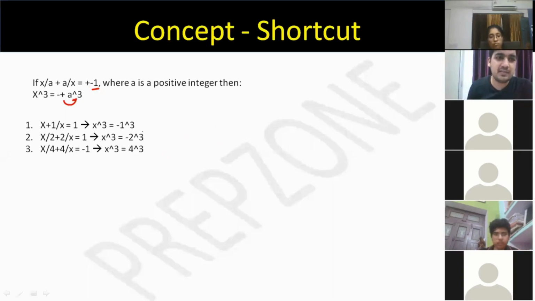The only thing to remember is, when you have a plus here, then you will have a minus sign here, and when you have a minus there, you'll have a plus sign here. Which means the application is this: x plus 1 by x, here there is a plus sign, so x cube has to be minus 1 cube. Here you have a plus sign, so minus 2 cube. Here you have a minus sign, so you will have a plus 4 cube. Okay, these are the only things to remember and nothing else. So is it clear? Note this down.